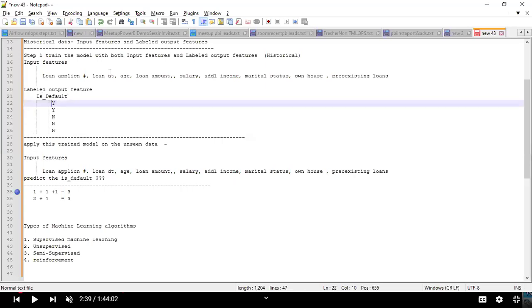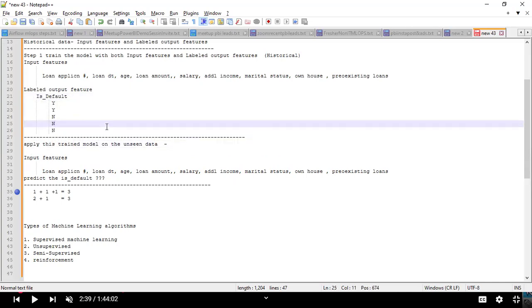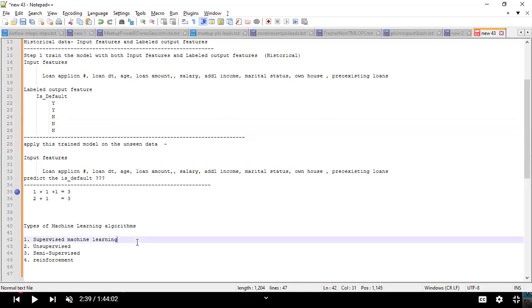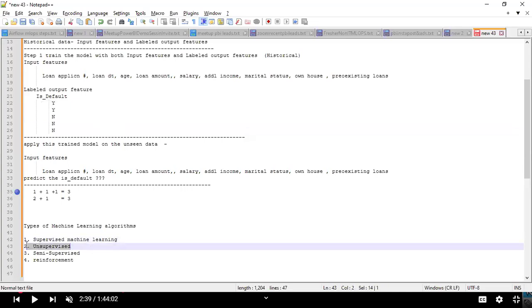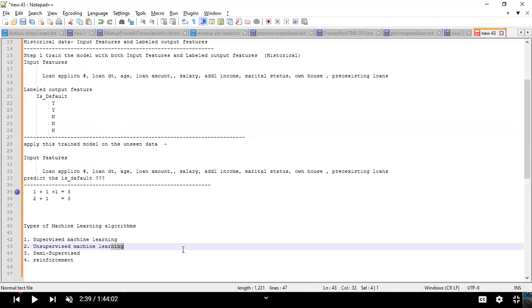Okay, even then, let's say I'm not able to derive this at all. I don't have the label output feature. So if you don't have label output features, then you cannot train your supervised machine learning model. The only way out is you need to apply the unsupervised machine learning algorithm. What do you mean by unsupervised machine learning algorithm? Training the model without the labeled output feature.